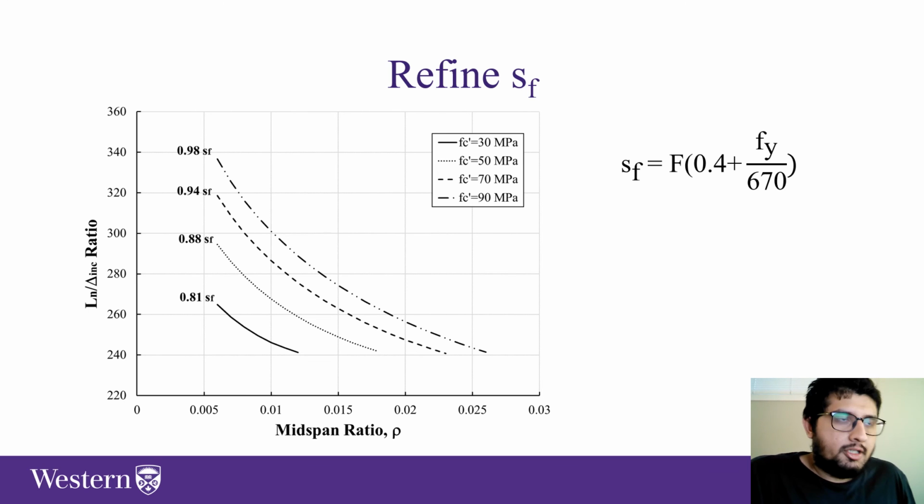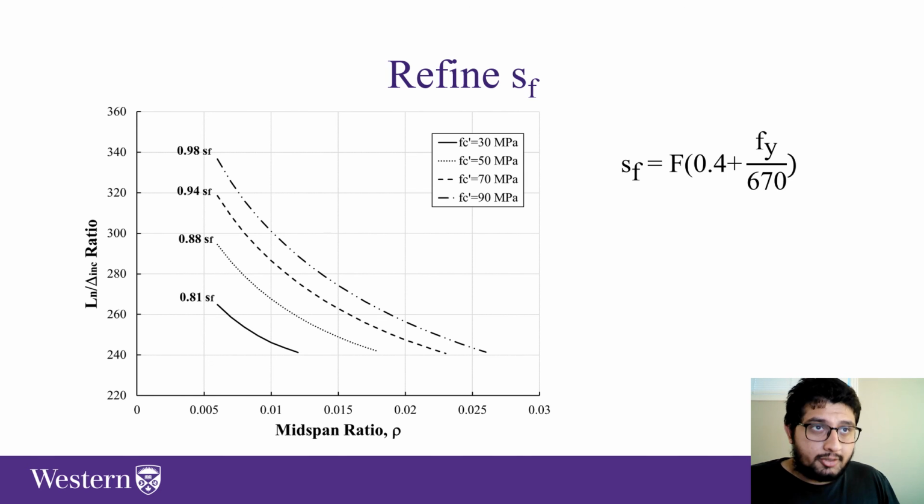So this figure is showing the refinement of S sub f. On the vertical axis, we have the effective length to incremental deflection ratio. On the horizontal axis, we have the midspan ratio. And the beams are reinforced with yield stresses of 700 MPa and a specified live to dead load ratio of 1.5. And I am varying the concrete compressive stresses between 30 and 90 MPa.